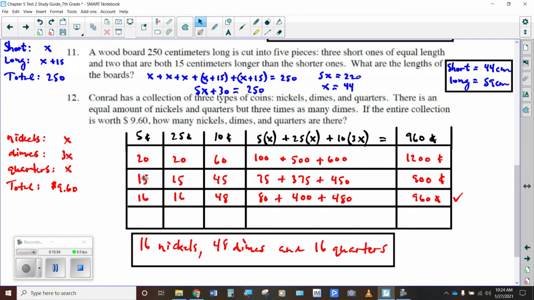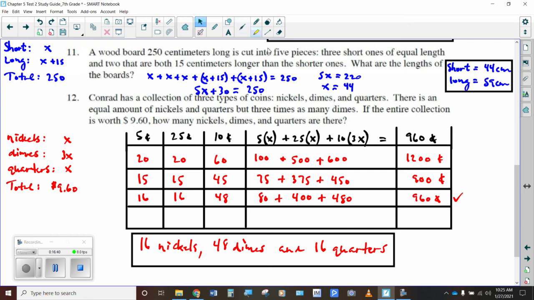So let's lower it. Go down to 15 and 15, this becomes 45, and then 15 nickels is 75 cents. 15 quarters is $3.75, and 45 dimes is $4.50. So when you add those together, you get a total of $9 or 900 cents. So that's too low. So let's now guess 16, 16, and 48. And that is the winning combination. 16 nickels is 80 cents. 16 quarters is $4. And 48, remember 3 times these numbers is 48, 48 dimes is $4.80 or 480 cents. Add those all together, you get $9.60, which is 960 cents.